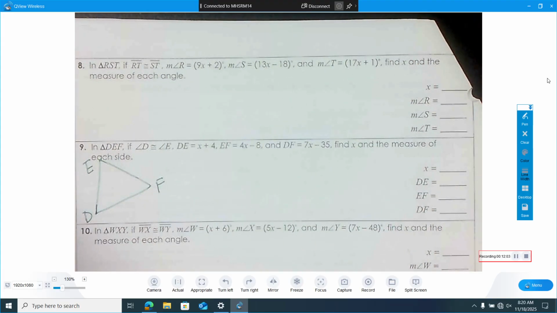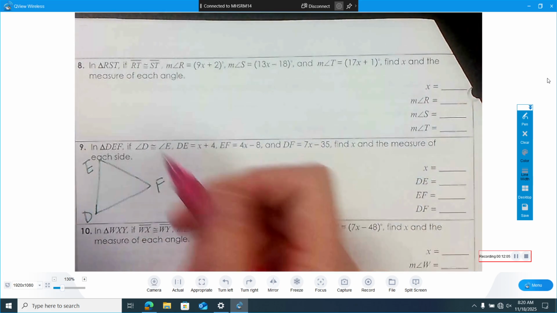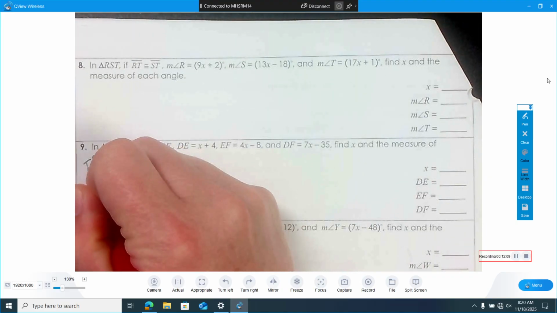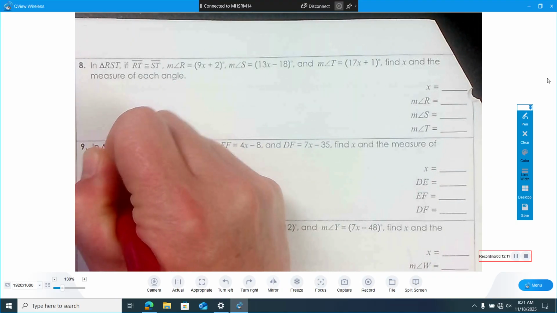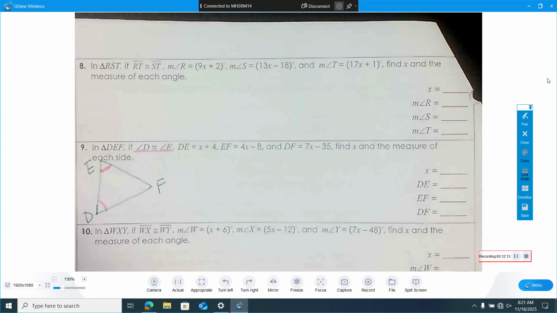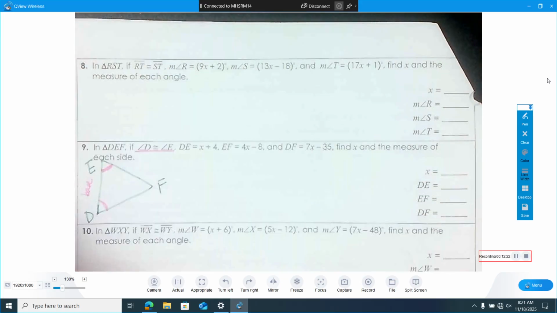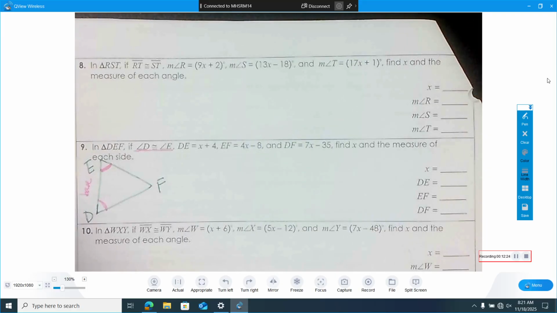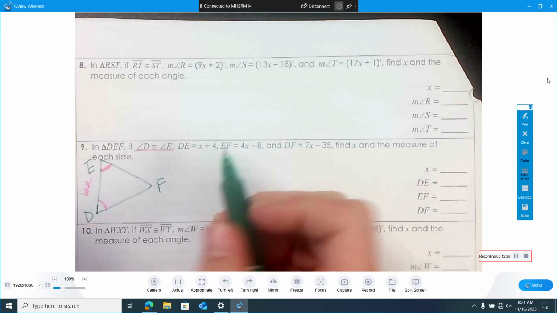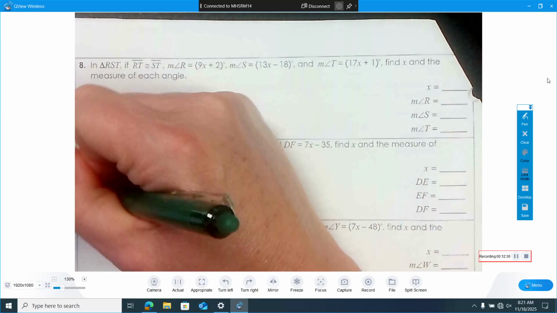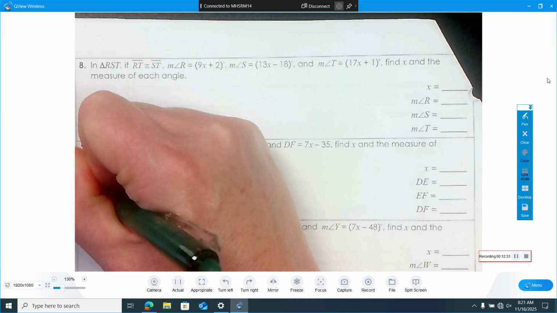All right. Now, in my information here, it says angle D is congruent to angle E. So I'm going to mark my picture. Angle D is congruent to angle E. You should mark your picture as well. You can absolutely write the base if you need to. But I'm going to fill in the rest of my information here. DE is going to be x plus 4. So I'm actually going to label that x plus 4.